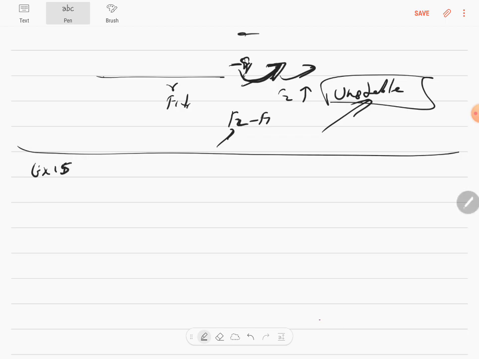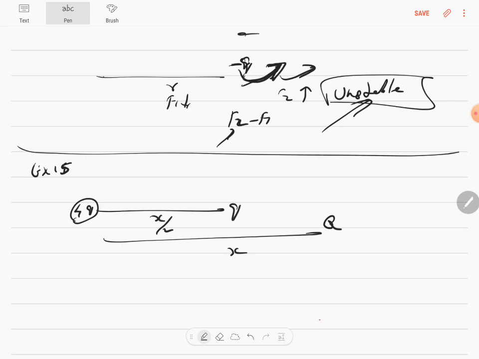Example 15 I'll do. Two point charges of value capital Q and small q are placed at a distance x and x by 2 from a third charge 4q. There's a third charge 4q, at a distance of x by 2 and at a distance of x. I am placing capital Q at a distance of x and small q at a distance of x by 2. Read the question properly. Two point charges of charge capital Q and small q are placed at a distance of x and x by 2 from a third charge 4q, all the three being in the same straight line.